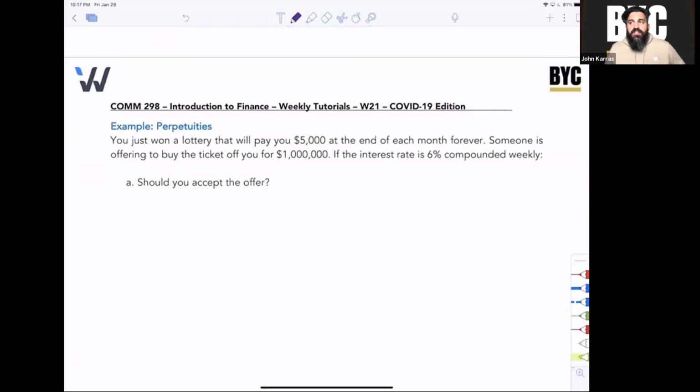Now, what's important to remember, guys, is that all the rules that we're learning about interest rates always apply. About effective rates, Ks and Ms and all that. Never forget that. So let's read this question. You just won a lottery that will pay you $5,000 at the end of each month forever. There you have your perpetuity. Someone is offering to buy the ticket from you for $1 million if the interest rate is 6% compounded weekly.